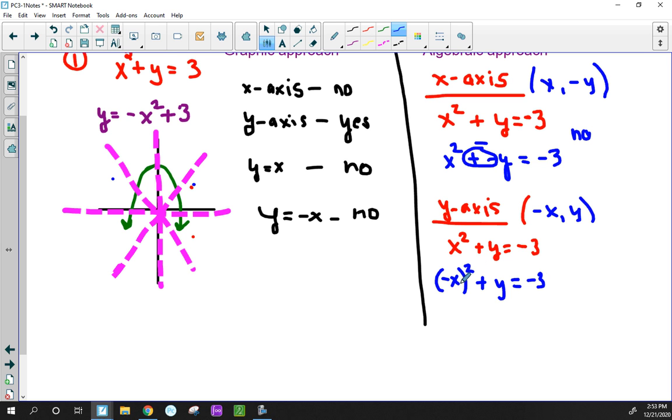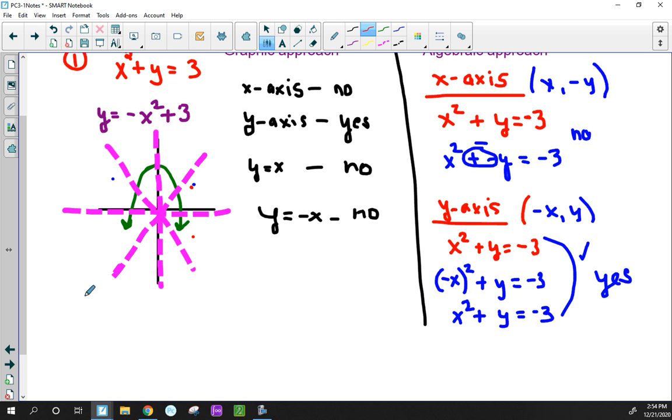Okay, negative x quantity squared. Negative x times negative x is positive 1x squared. If I had not used parentheses there, I would not have gotten that same term, and that would have been a major problem for my answer. Notice the original problem, notice my new problem. These match exactly, which is good. So that's proving to me that this graph does have y-axis symmetry, and we can tell it from the picture, of course.